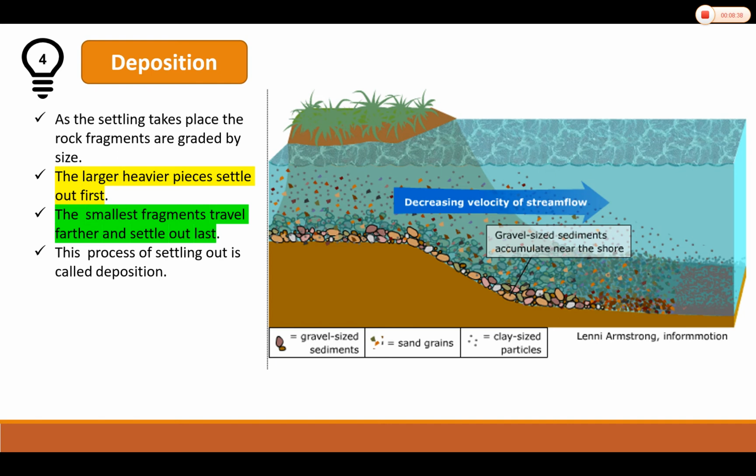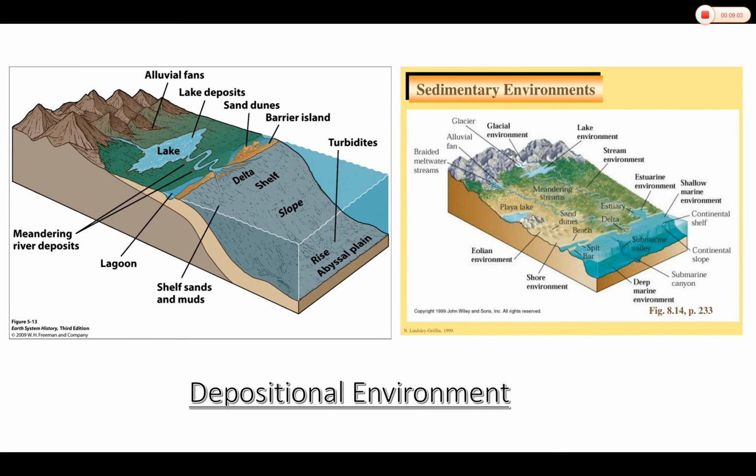Alright. So ini for example kalau dalam stream ataupun river, so all the heavier particles ni dia akan settle down first, dia akan deposited first, and then mana yang the finest, yang lebih ringan, the smallest tu dia akan deposited later or at the very top layer. Okay, alright. And this is the depositional environments.